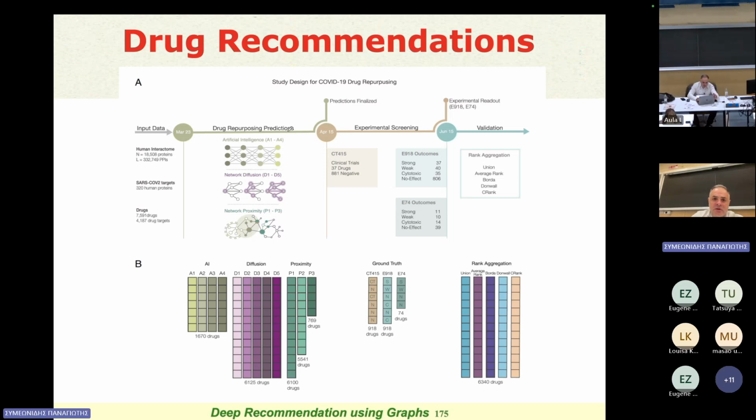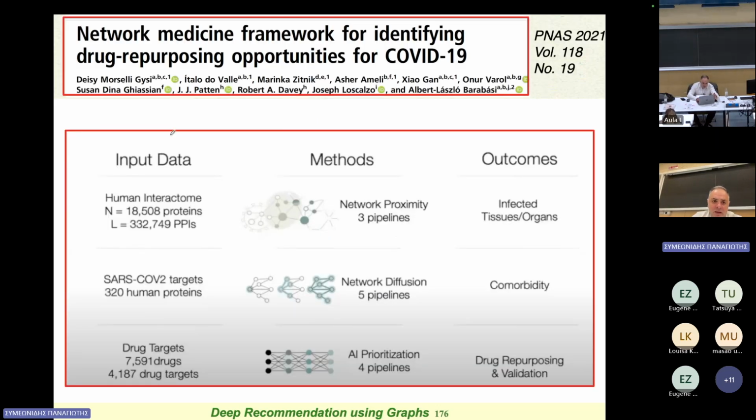Okay, and here you can see they have the input data like the proteins, the protein-protein interactions. They have the proteins that this COVID targets, harms. They have also the drugs and the targets of these drugs, which are the proteins or enzymes, etc. So they have all this information.